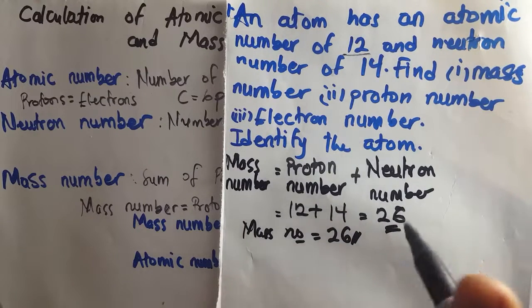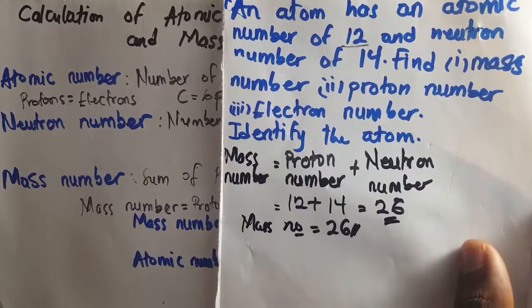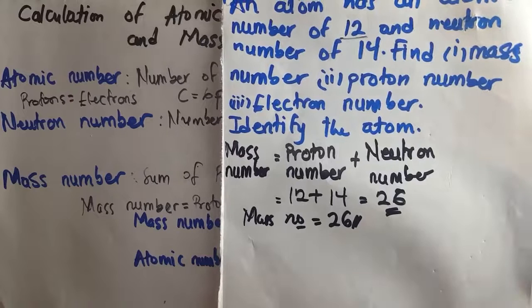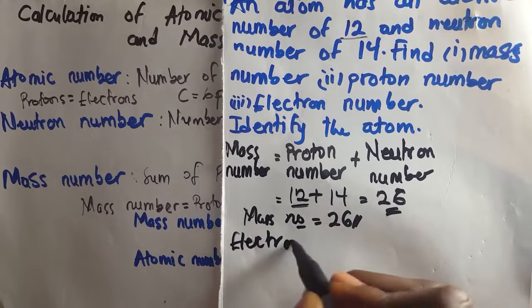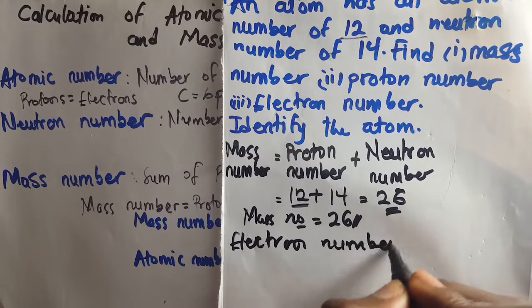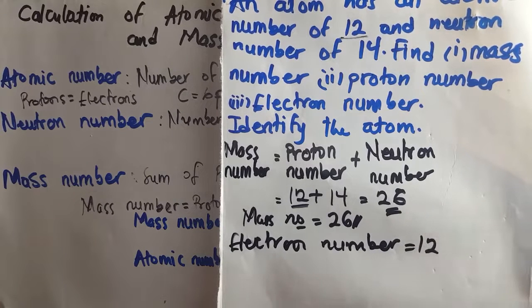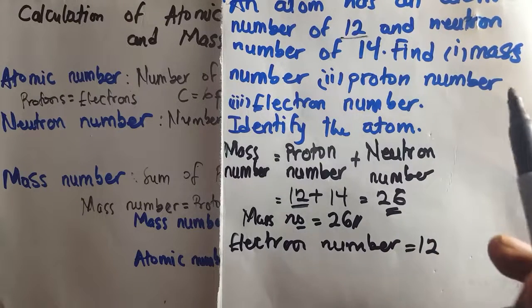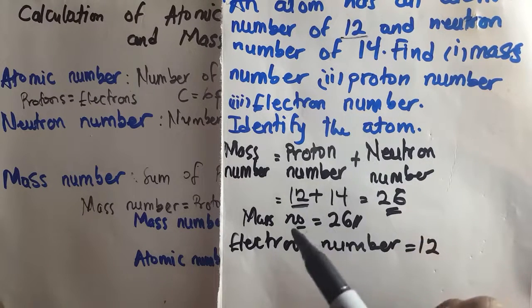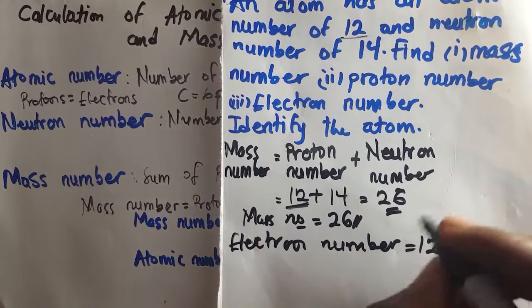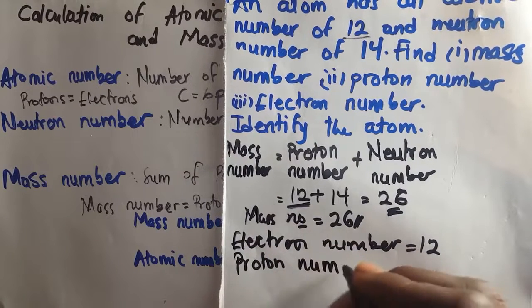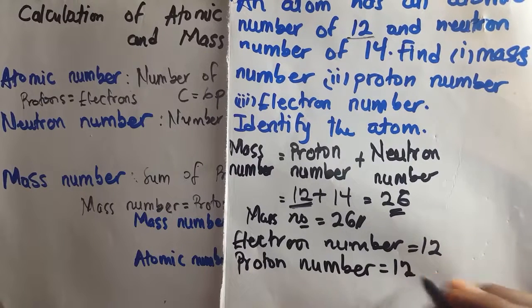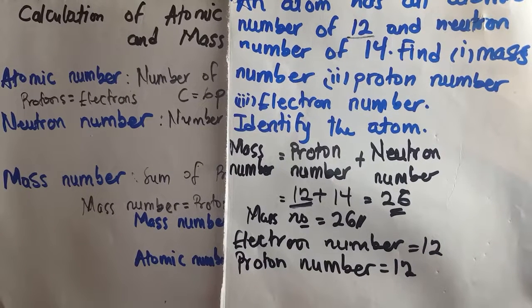Find the electron number. Now, I said that in a neutral atom, the number of electrons equals the number of protons. So over here, the number of protons is 12. So electron number is also equal to 12. The proton number, as I said, is also known as atomic number. So it's also 12. Proton number equals 12.